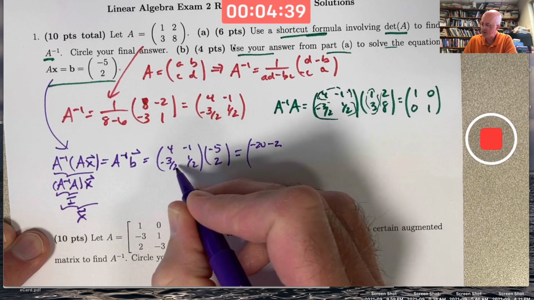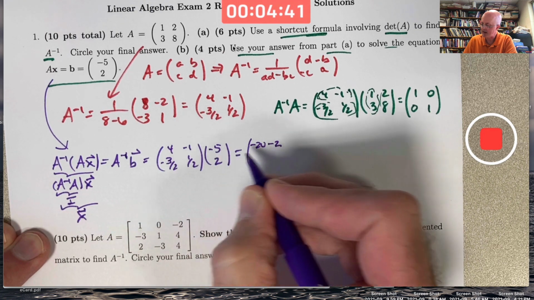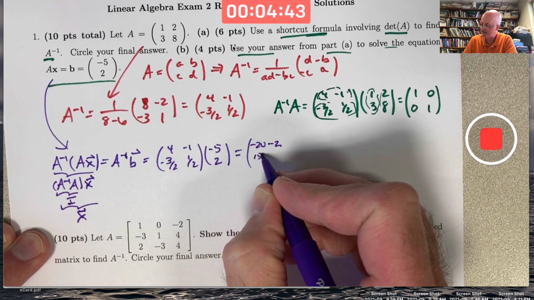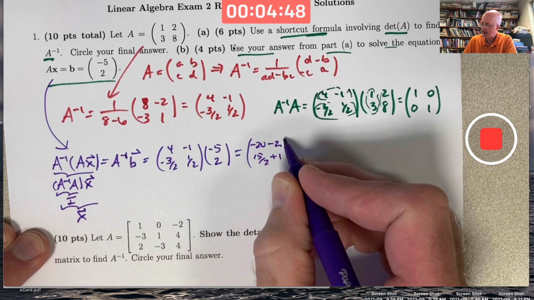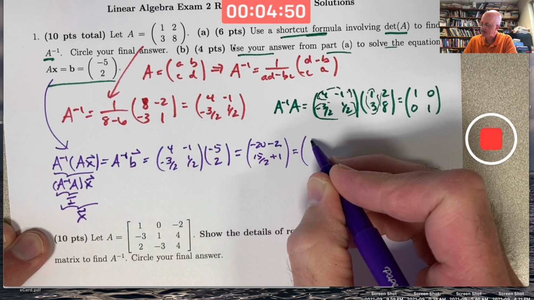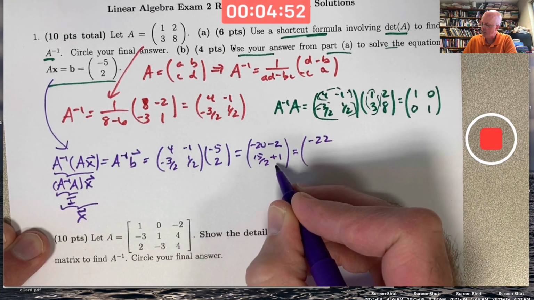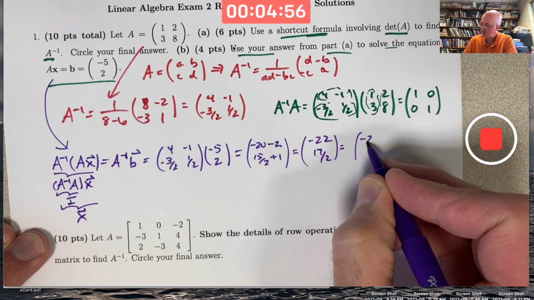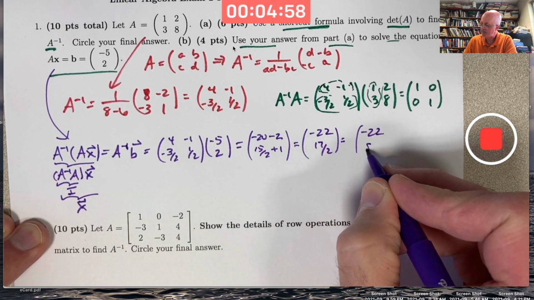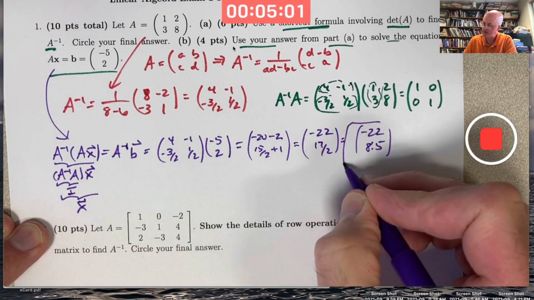And the second entry is going to be negative 3/2 times negative 5, which is positive 15/2, plus 1/2 times 2, which is plus 1. And that's going to give us negative 22. 1 is 2 over 2, so this looks like 17/2. Negative 22, and then this would be 8.5. Looks like it's the answer.